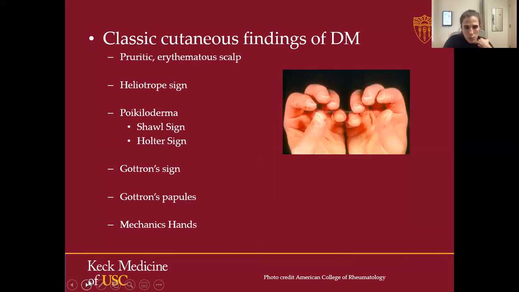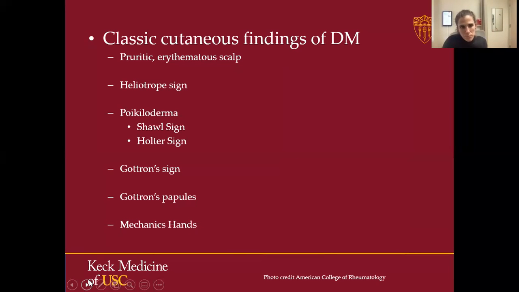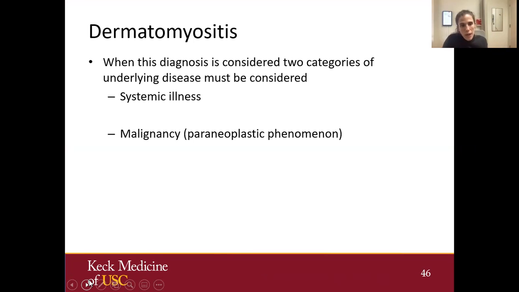Next slide. Next picture. So also mechanic's hands, which are not specific to dermato, but are kind of this xerosis, fissuring, sometimes tightening of the fingers that you can see. We can forward a slide. I think we have to click again. I'm sorry. So, remember when you're considering a diagnosis of dermato, you have to think about two types of underlying disease. One is systemic illness and the other is malignancy, because dermato can be a paraneoplastic phenomenon. Moving forward.